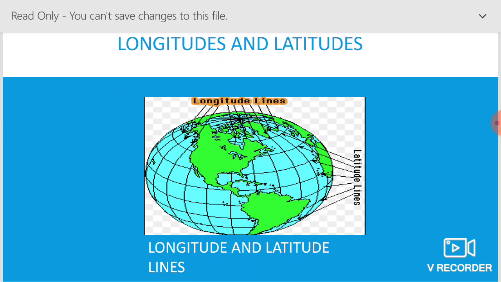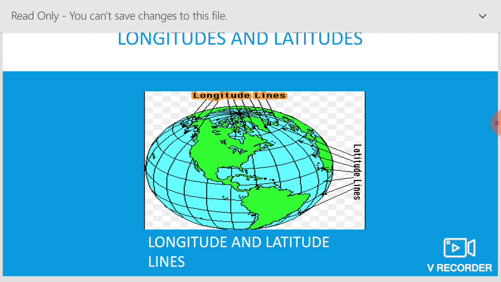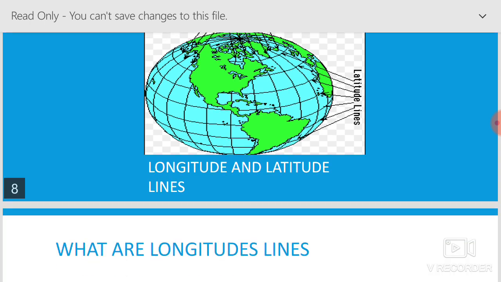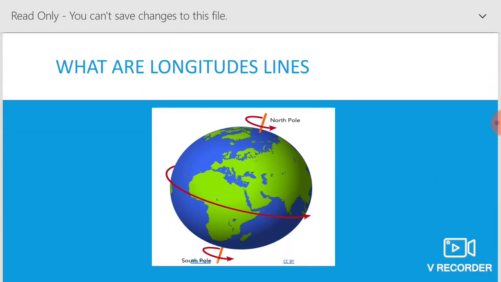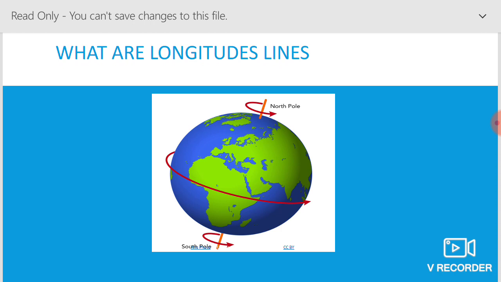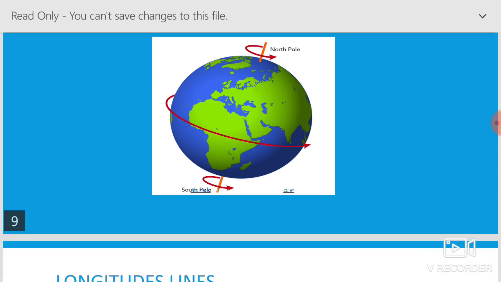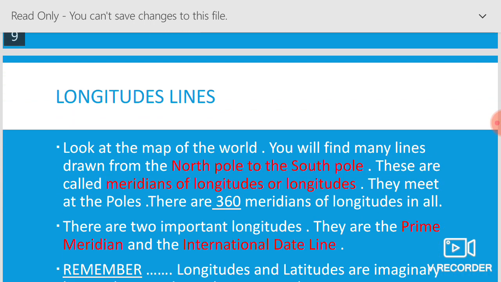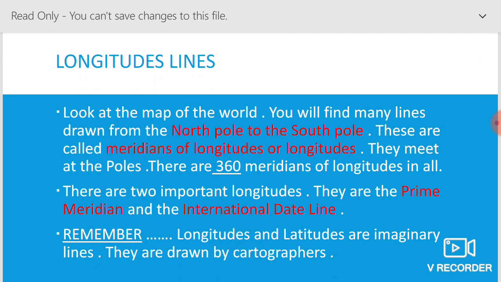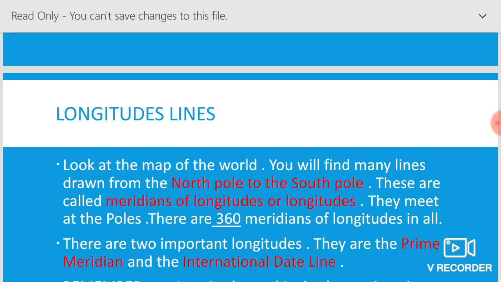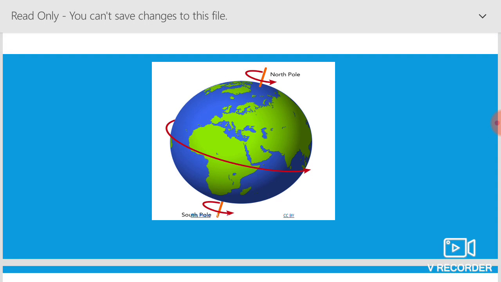Now you can see longitudes and latitudes together. Straight lines are representing longitudes. What are longitude lines? Longitude lines run from the North Pole to the South Pole. Look at the map of the world. This is the map of the world.